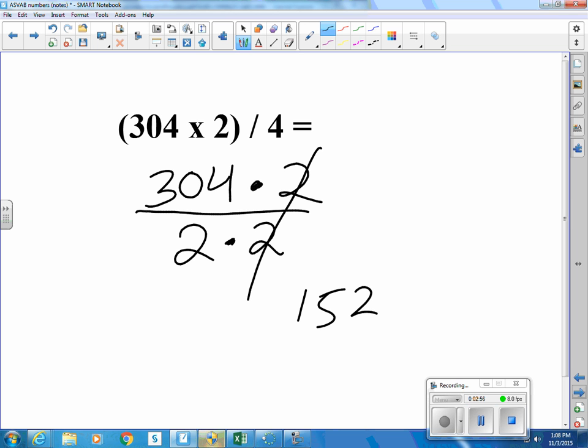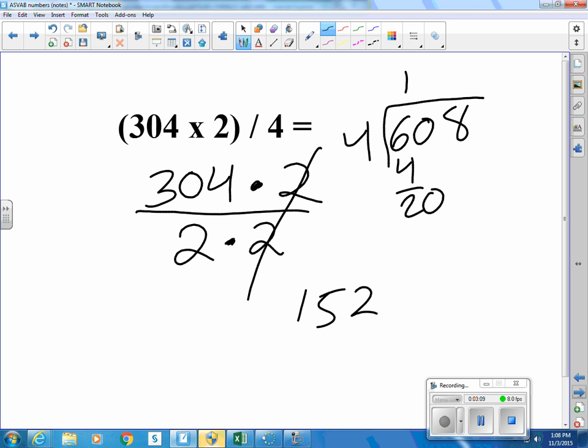If you want to go ahead and multiply the 304 times the 2, you get 608. And then you could divide that by 4. 4 goes into 6 once. Remainder 2. Bring down the 0. 4 goes into 20 5 times. Remainder 0. Bring down the 8. And 4 goes into 8 twice. So you get 152 either way.